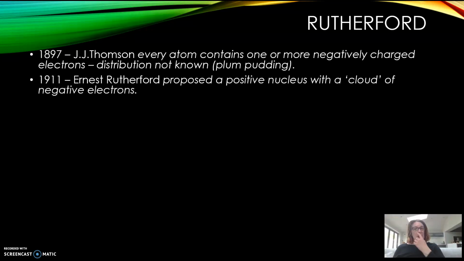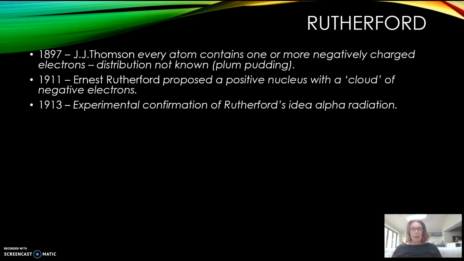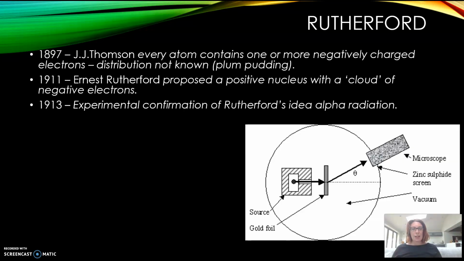In 1911, Ernest Rutherford then proposed there was a positive nucleus with a cloud of negative electrons around it, which is what we're going to look at today. And then in 1913, that was confirmed experimentally using alpha radiation. This is how Rutherford confirmed that.